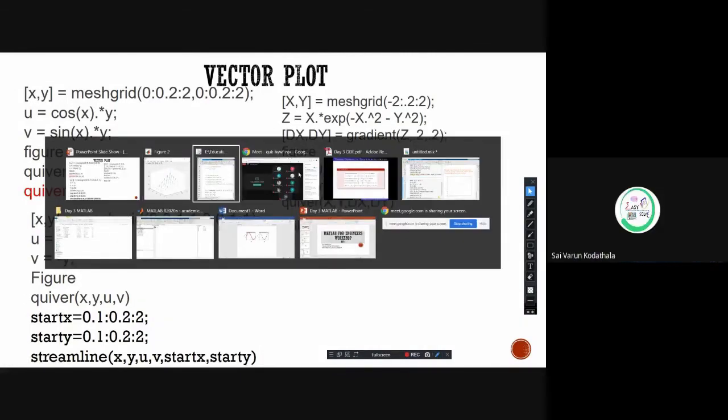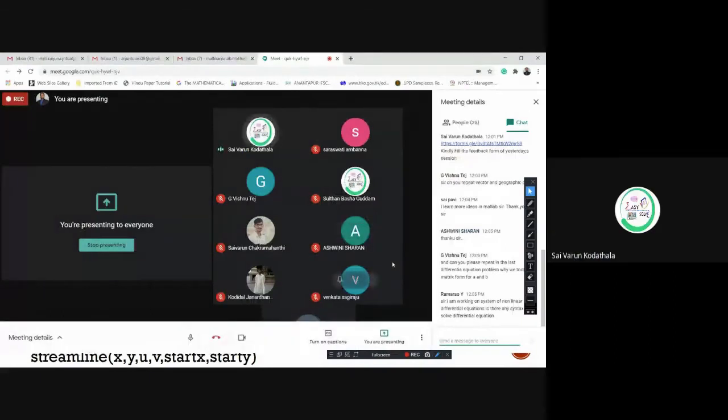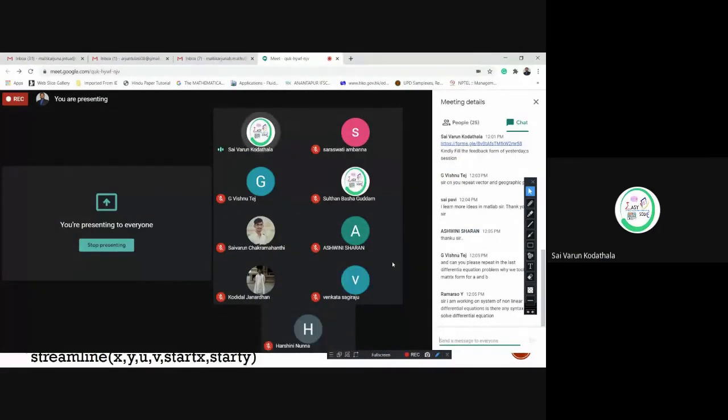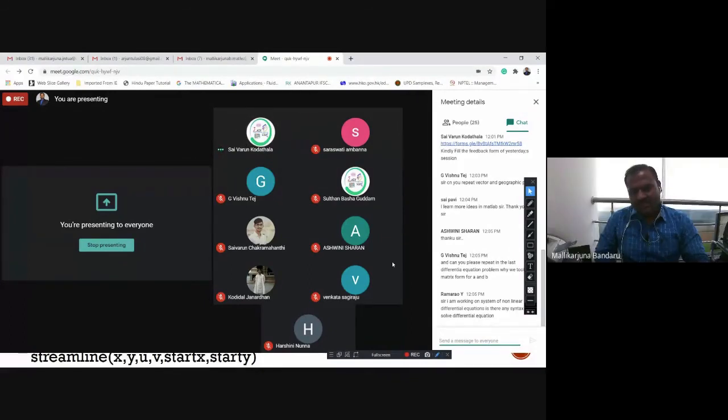Yes, we have another question. For the system of nonlinear differential equations, is there any syntax to solve differential equations? There are various syntaxes: ODE45, BVP4C. I don't know what you are trying, initial value problem or boundary value problem. If it is a boundary value problem, BVP4C is the nice syntax which will give the result more accurately. If it is an initial value problem, you can go for ODE45, ODE34. There are so many syntaxes available.